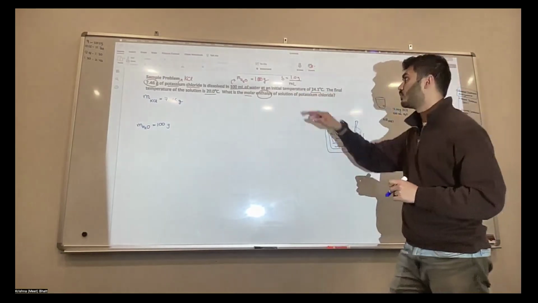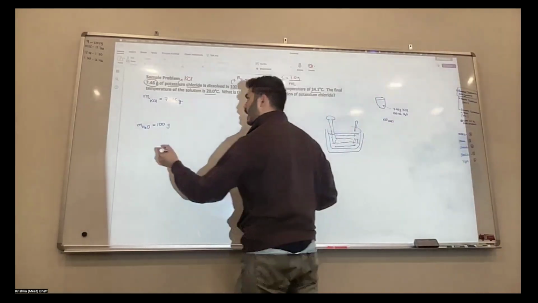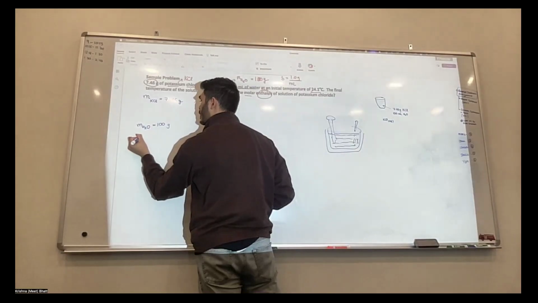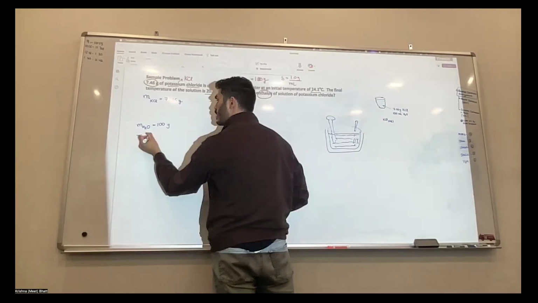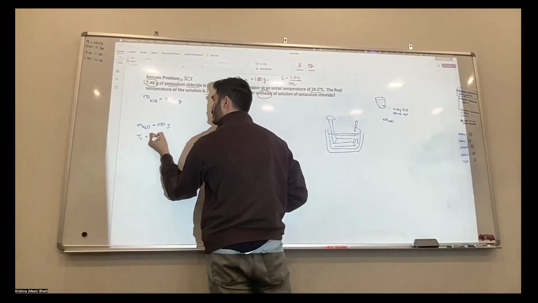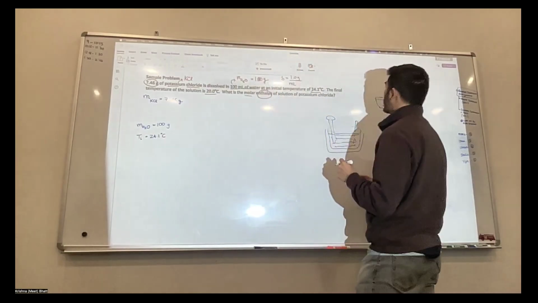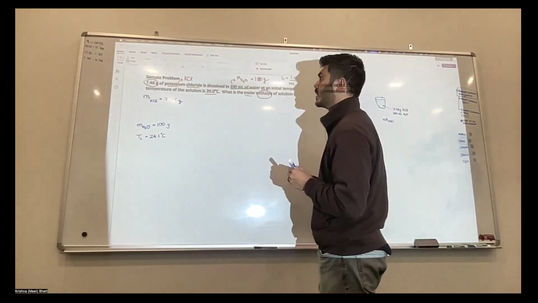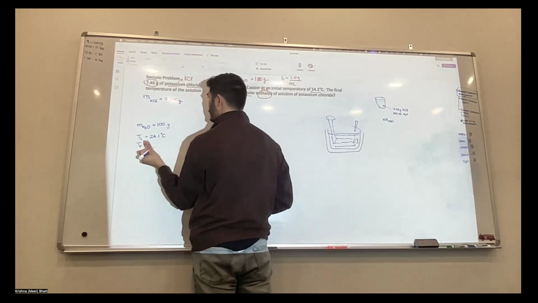Okay. So this water that we have is going to be at an initial temperature of 24 degrees Celsius. What do I have? Ti or T1. Ti is equal to 24.1 degrees Celsius. Awesome. What else do we have? The final temperature of the solution is 20 degrees Celsius, right? So we have Tf.